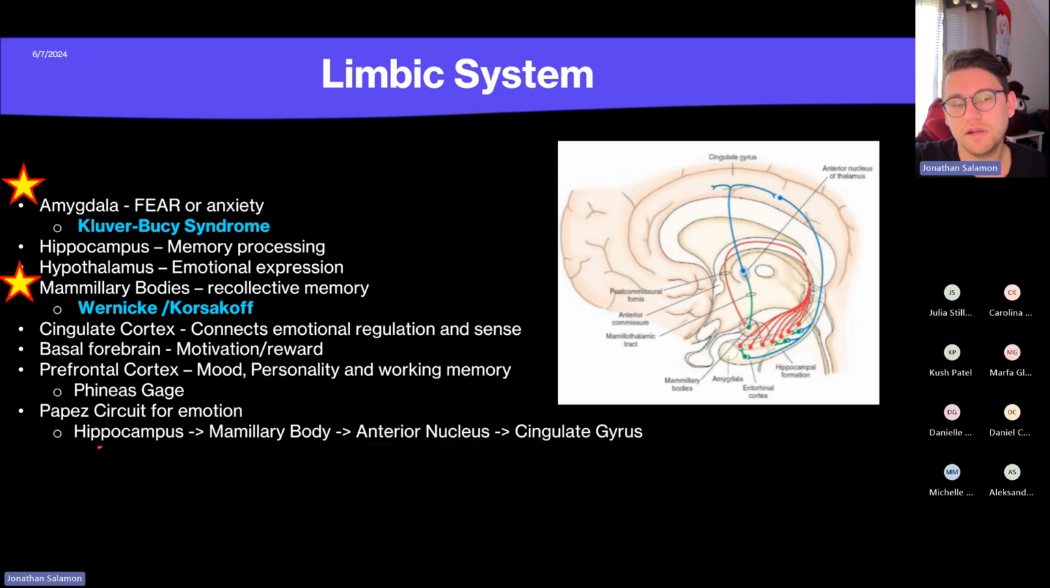Hippocampus. You might want to know this generally, just this order. Hippocampus to the mammillary bodies, right? So memory to recall memory, to the anterior nucleus, to the cingulate gyrus, right? This is the memory loop. This is responsible for attaching emotions to memory. So this is heavily involved in traumatic experiences.